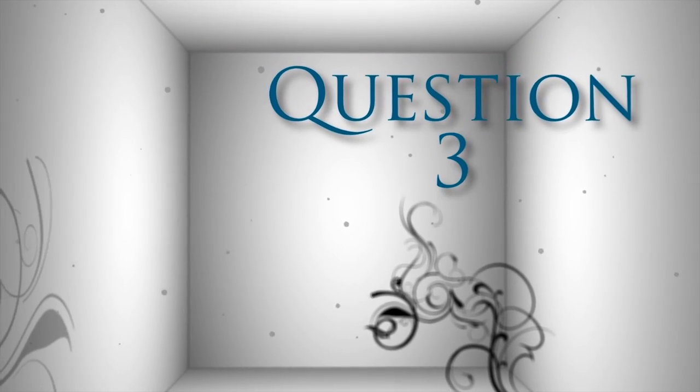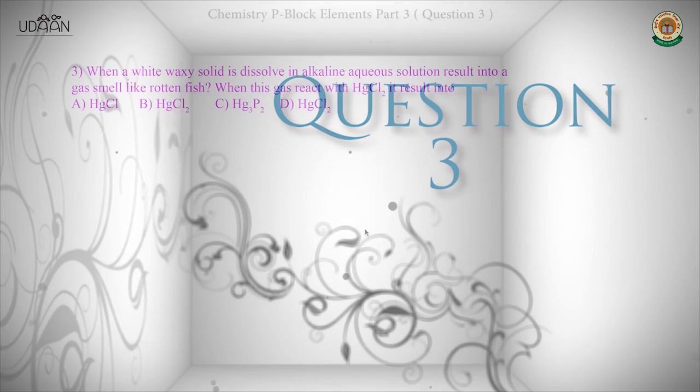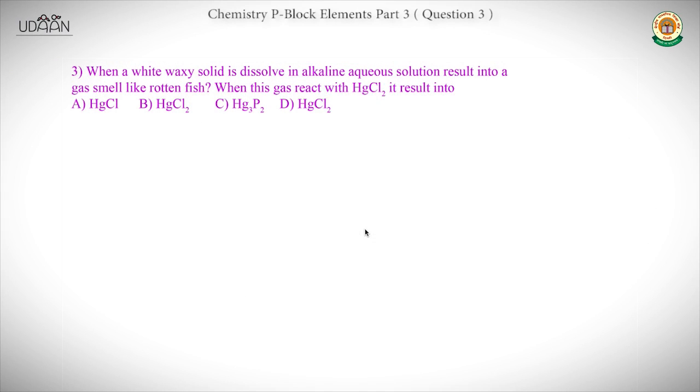Let's try solving this question in which we are given a white waxy solid which, when dissolved in an alkaline solution, results in a gas which has a smell of rotten fish. And when this gas is treated with HCl, it results in a compound. We have to tell what compound that is.